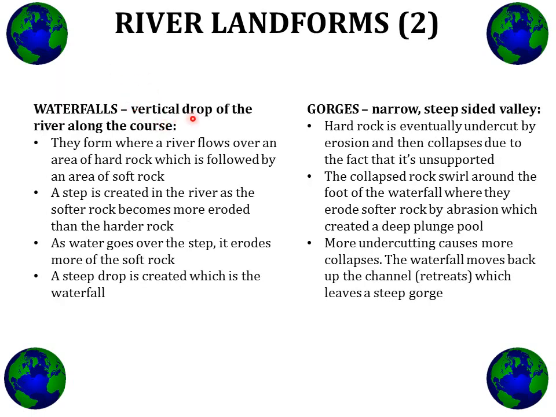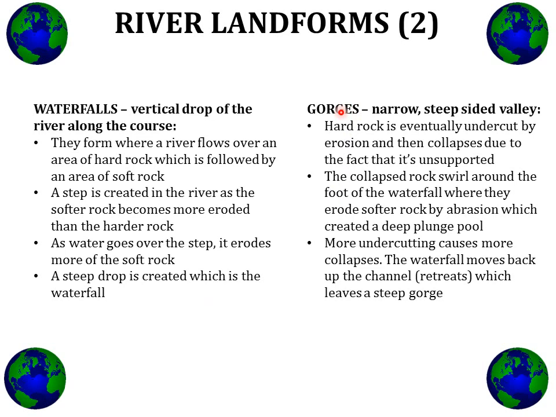Waterfalls are a vertical drop of the river along the course. They form where a river flows over an area of hard rock, which is followed by an area of soft rock. A step is created in the river as the softer rock becomes more eroded than the harder rock. As water goes over the step, it erodes more of the soft rock. Then a steep drop is created, which is the waterfall.